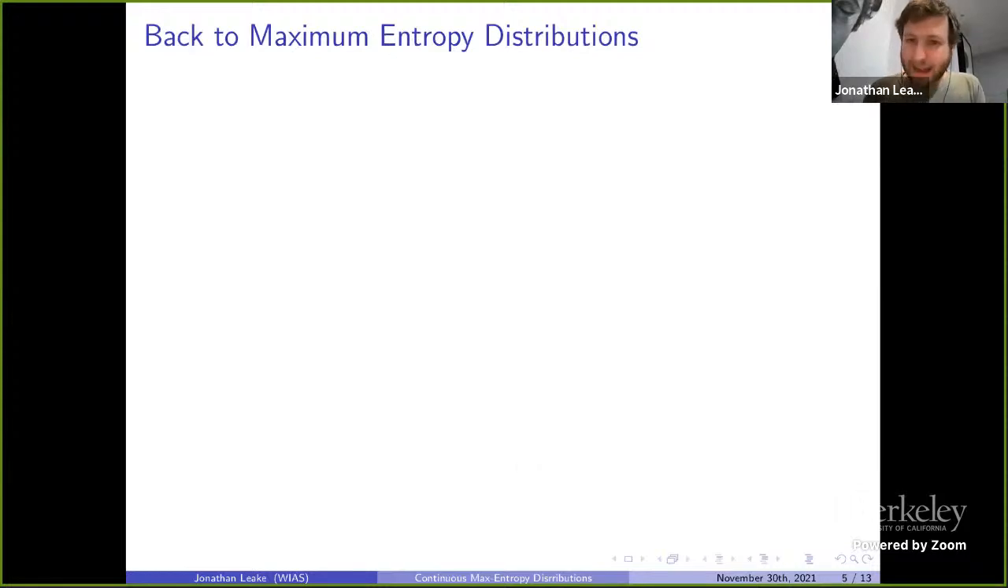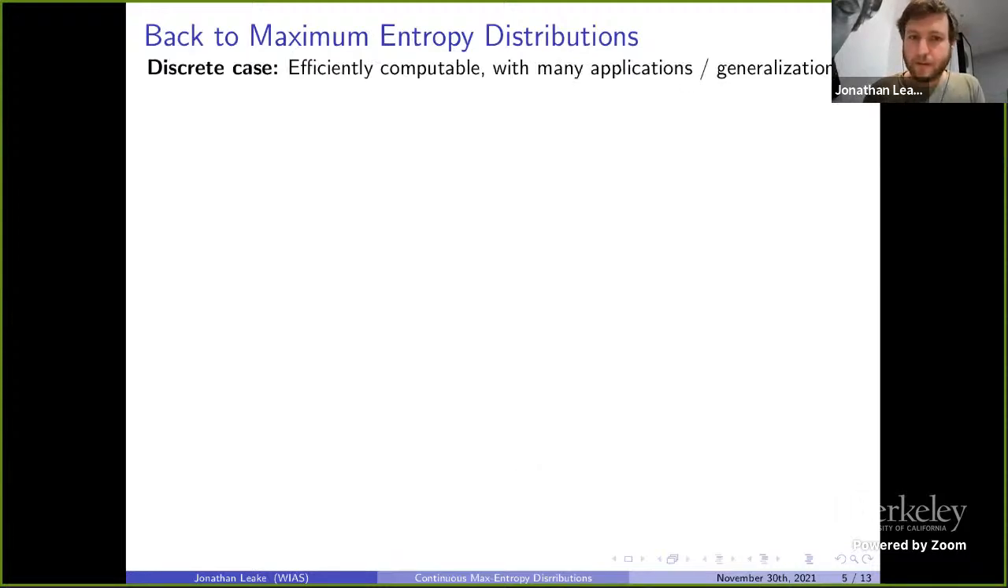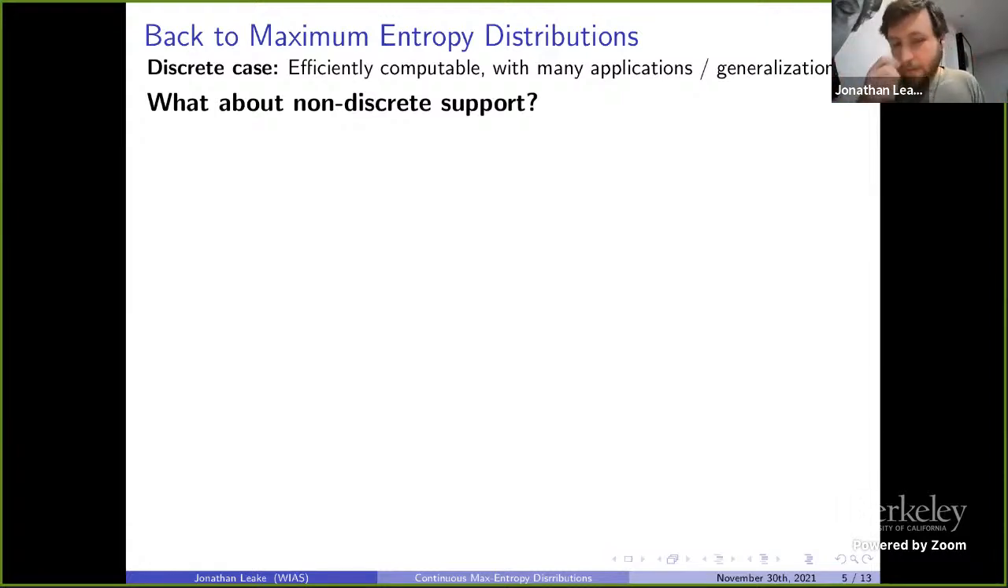Okay, but let's now get back to maximum entropy distributions. We saw in the discrete case that, given certain things, these are efficiently computable. There are many applications, even many generalizations that are already known. And this whole talk so far has been about whenever M has discrete support. And I can ask this question of, what about non-discrete support? If you generalize to some kind of manifold, what do you get?